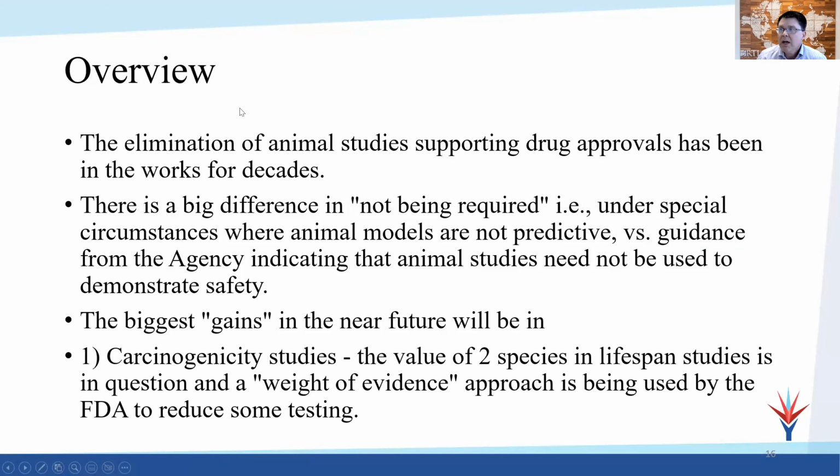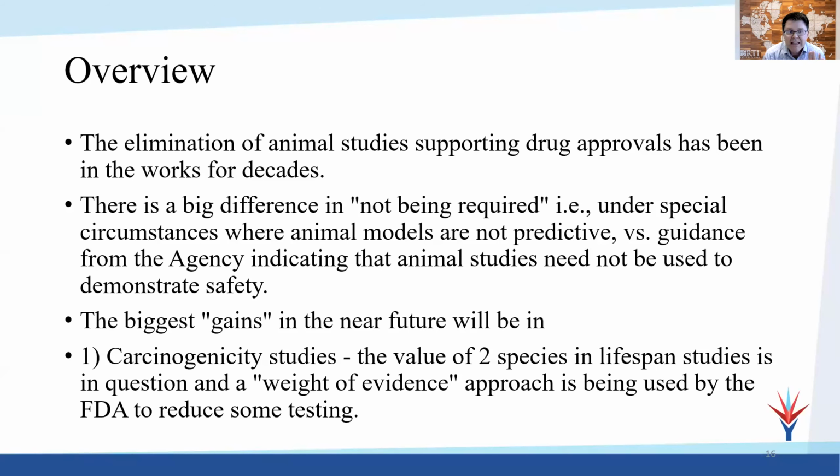So let's look at an overview of this. What's the 30,000-foot view? The elimination of animal studies supporting drug approvals has been in the works for decades. This did not just happen overnight. Now, there is a big difference between, quote, not being required, i.e., under special circumstances where animal models are not predictive, versus guidance from the agency indicating animal studies need not be used to demonstrate safety. There's a big difference in those two.